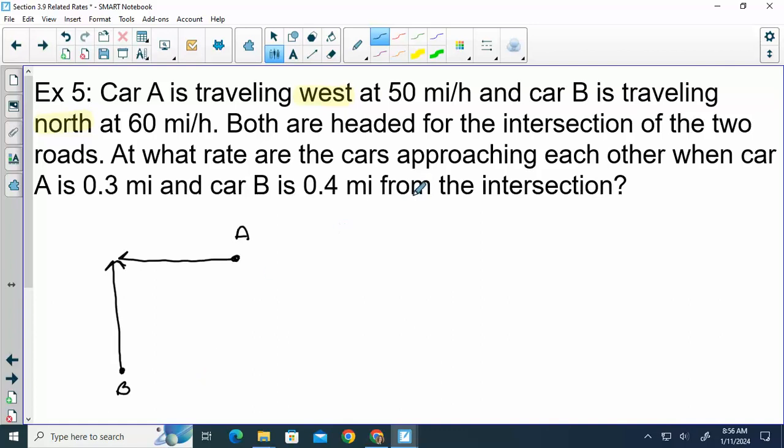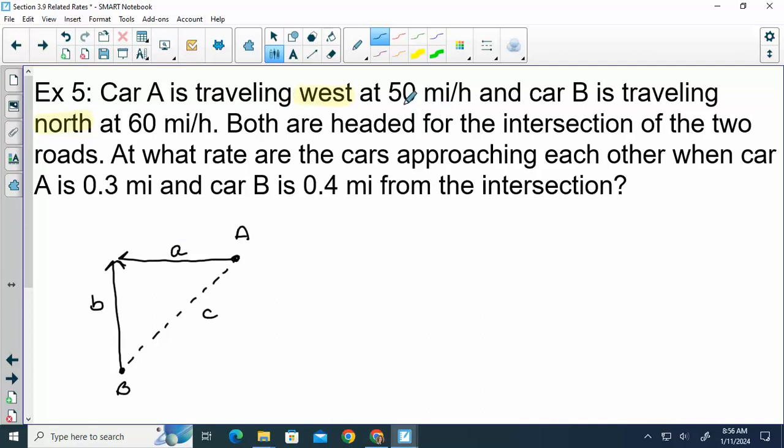At what rate are the cars approaching each other when car A is 0.3 miles and car B is 0.4 miles from the intersection? All right, we need some labels in here. I'm just going to call this side A, since that's where car A is traveling, and this is side B. And I'll call the distance between them C. Are any of those three things constant? No, they're all changing, because both cars are moving, so the distance between them is changing.